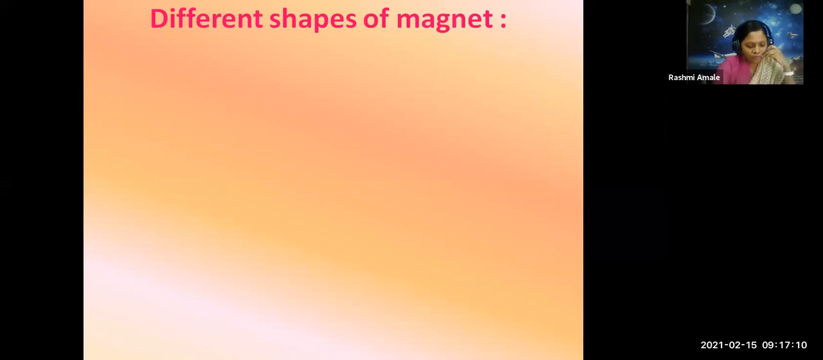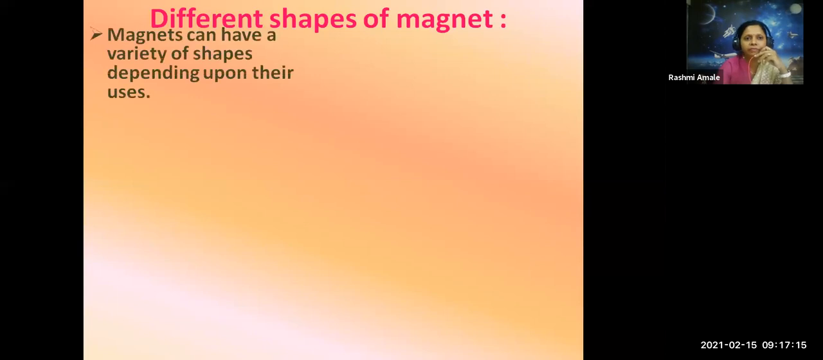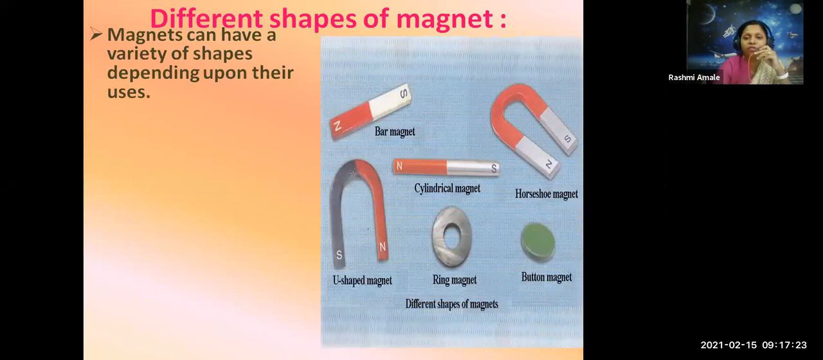So next we have different shapes of magnet. Magnets can have a variety of shapes depending upon their uses. See here, the different shapes of magnet are shown in the picture. There is a bar magnet, the first one, and the one which I used in my experiments, that was also a bar magnet, students. So this is a bar magnet.